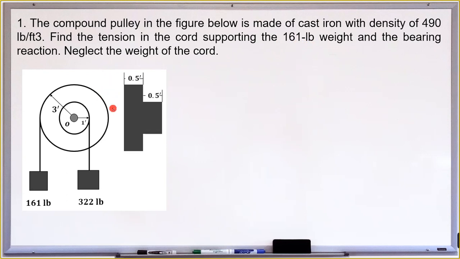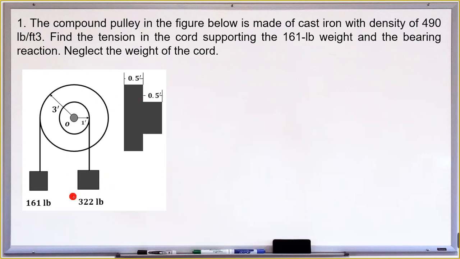In our illustration, we have two weights, 161 pounds and 322 pounds. The one is heavier than the other, and then this is our compound pulley. It comprises two pulleys with different diameters. This is the side view of our compound pulley. The thickness of the 1 inch radius pulley is 0.5 feet, and for the 3 inch radius pulley it is also 0.5 feet.